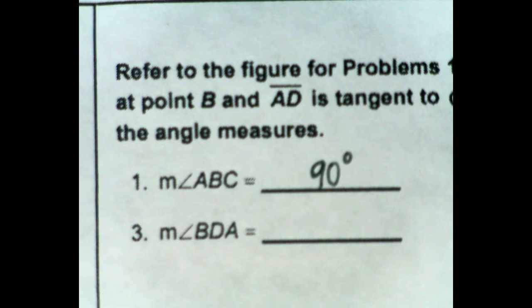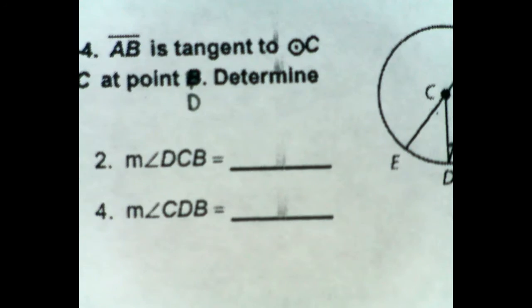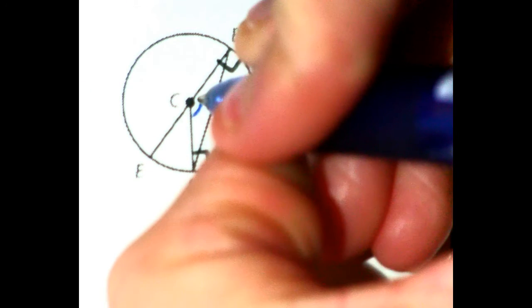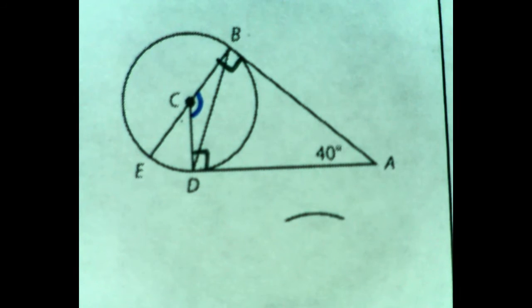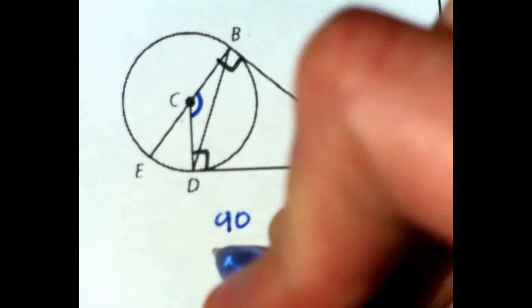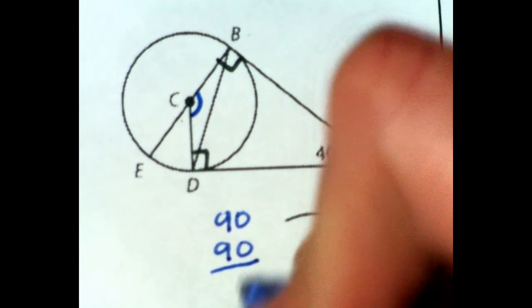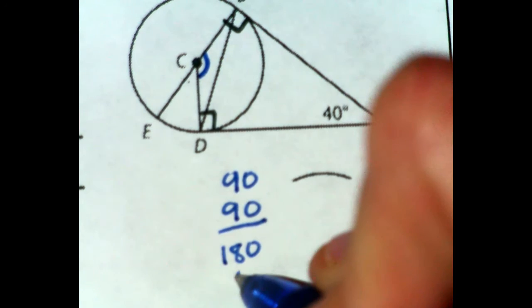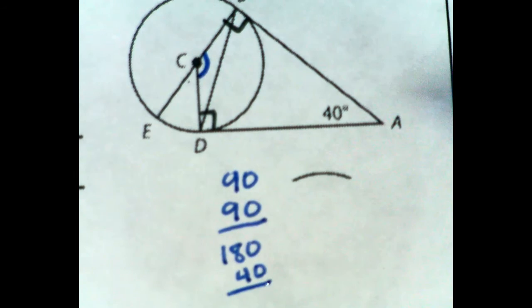Okay, we're going to look at number 2. This is the one that you guys just said we could find, DCB. I'm going to put a little marker so you know where it is. DCB is right here. How am I going to find that? 90 plus 90 is 180. Then you add 40.